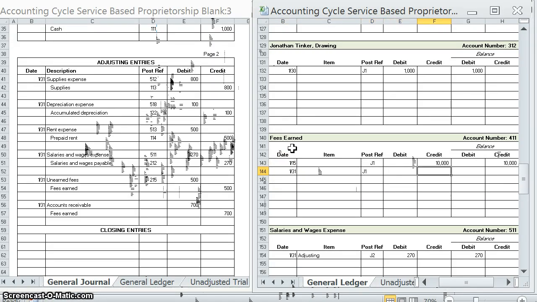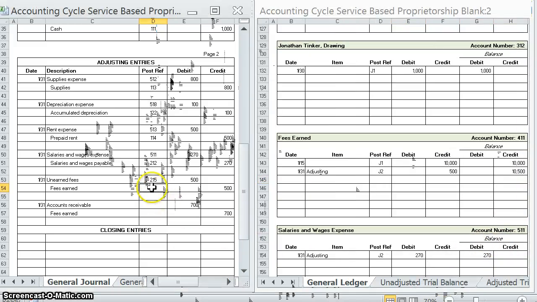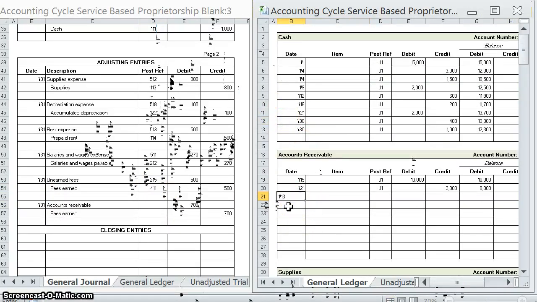Adjusting J2. And what did we do? We credited it for 500. So now we have a 10,500 credit balance. Credit plus a credit, 10,500. And 411 posted. All right, accounts receivable. Adjusting, second page of the journal. We debited it by 700. So debit of 8,000 plus debit of 700, 8,700 debit balance.